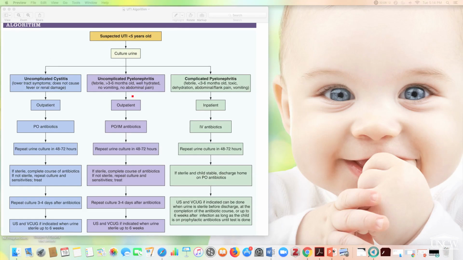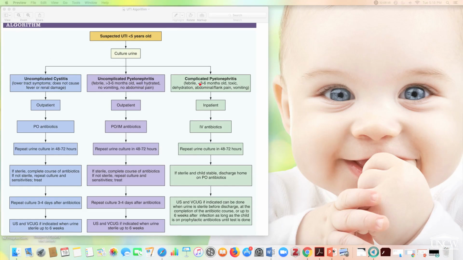All right. So next, for your uncomplicated pyelo kiddos, and these are for children greater than or equal to 3 to 6 months, they have to be well hydrated, they have to be not vomiting, and they have to have no abdominal pain. So they may need IM antibiotics. They may come in to see you at 6 months old, doing really well, drinking well, but mom says, I just know there's no way she's going to take these antibiotics. You may give her or him a shot of IM Rocephin instead, and that can treat the urinary tract infection.